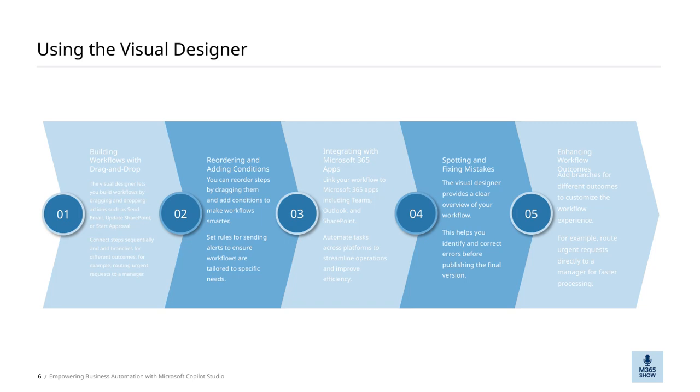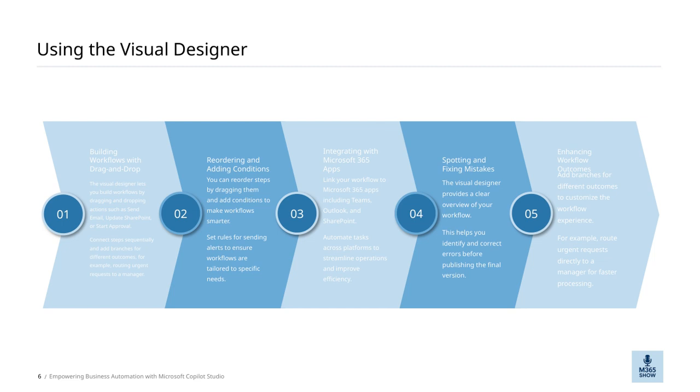Essentially, it allows you to construct your automation processes by simply dragging and dropping actions like sending an email, updating a SharePoint list, or starting an approval process. It's all about making the design process visual and user-friendly. You can connect these steps in a sequence, but it doesn't stop there.